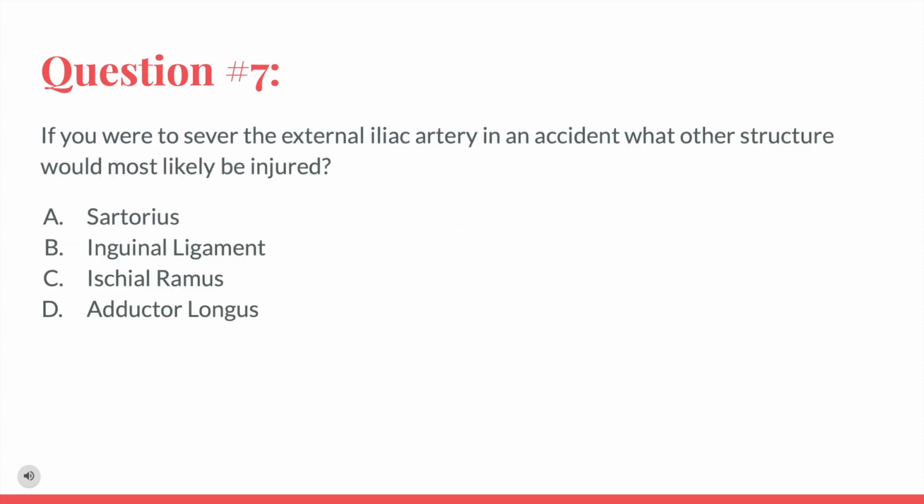All right, question 7. If you were to sever the external iliac artery in an accident, what other structure would most likely be injured? So this one's a little bit tougher, but if you know the structure surrounding the external iliac artery, you would know that the inguinal ligament runs over it, and so if you were to injure the external iliac artery, you most likely also severed the inguinal ligament.